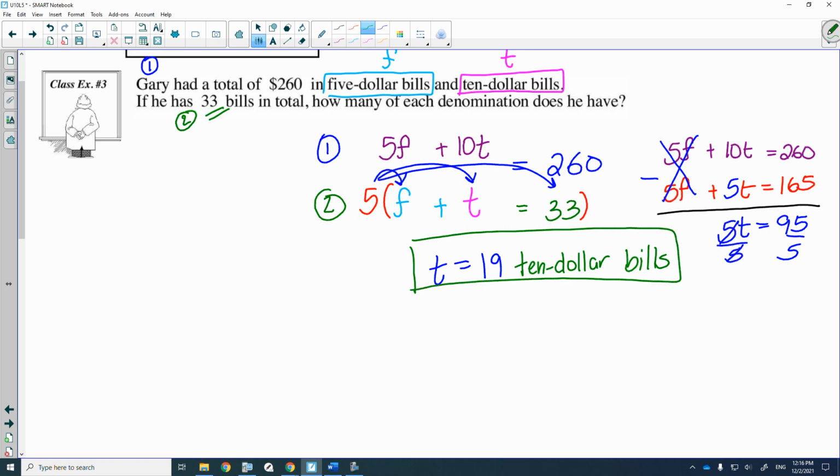Okay. How many $5 bills does she have? Remember, they had to add to 33. So I would have used, remember in our second system we had this, F plus T was equal to 33. The number of 5s and the number of 10s totaled 33. If we know that there's 19 $10 bills, it'd be F plus 19 is equal to 33. Subtract 19 from both sides, and we would have 14 $5 bills.